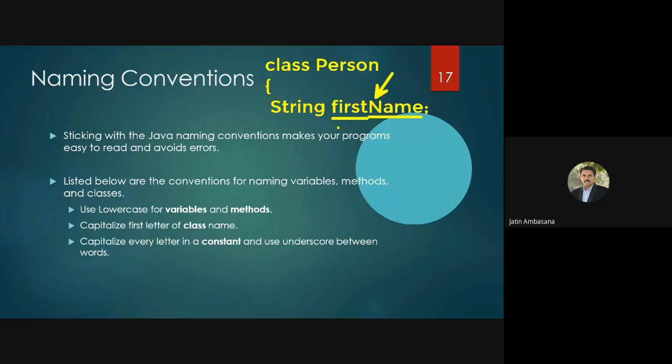You can even declare it like this, string first_name, but it's better to use this naming convention, called camel case. Why? Because for each word you just make it capital, so it makes a kind of hump which is similar to a camel. That's why it is called the camel case naming convention.